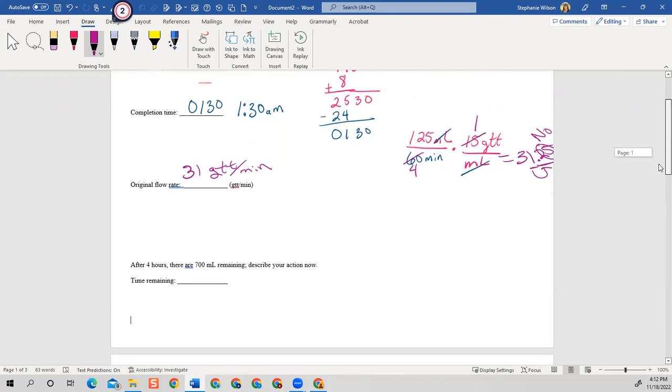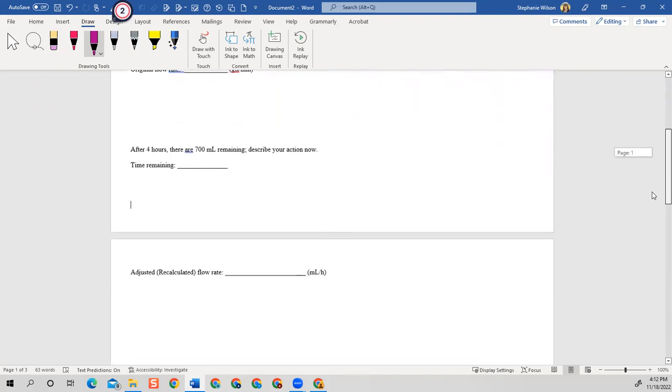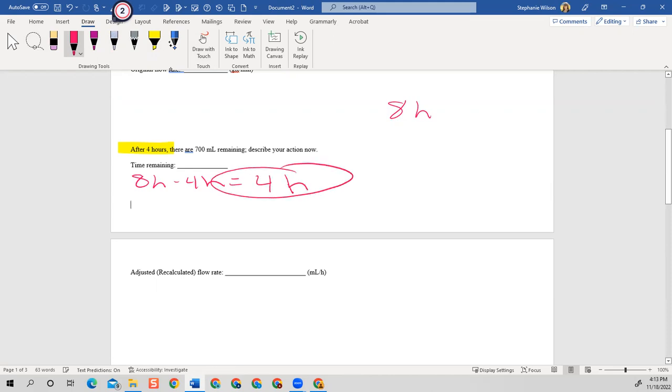Now, it said something went wrong somewhere around 4 hours later. Don't know yet. So it says after 4 hours. Well, how many hours are we infusing? It said we're infusing 8 hours. So I'm going to take this 8 hours minus that 4 hours, and it says we have 4 hours remaining. So my answer is 4 hours remaining.